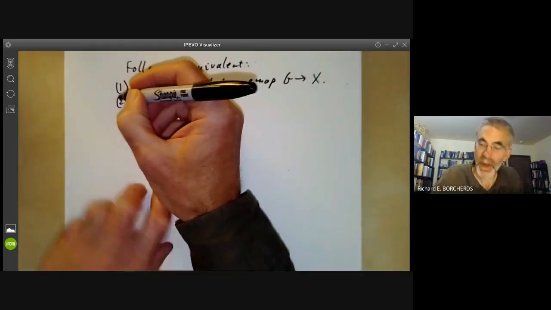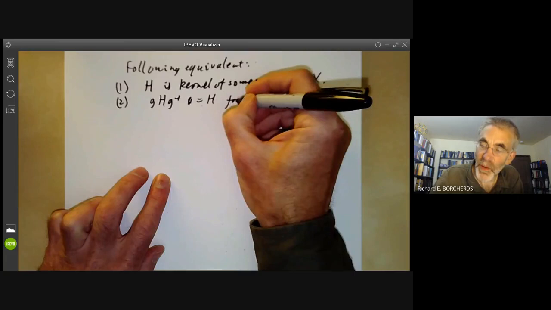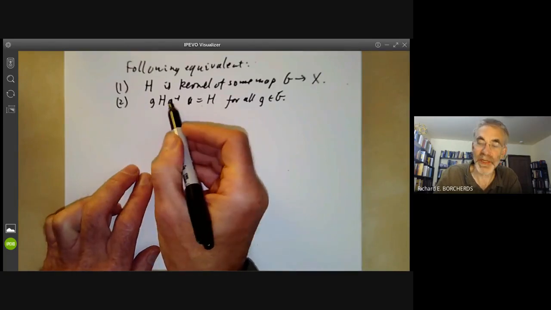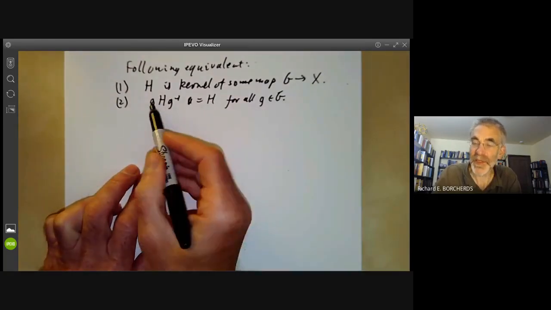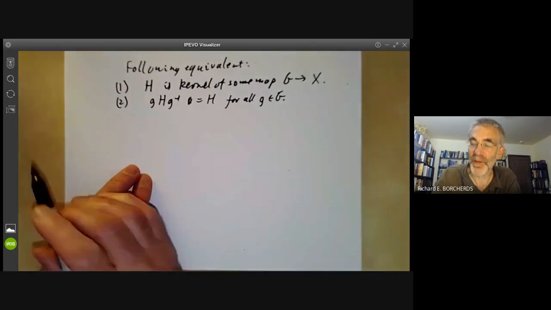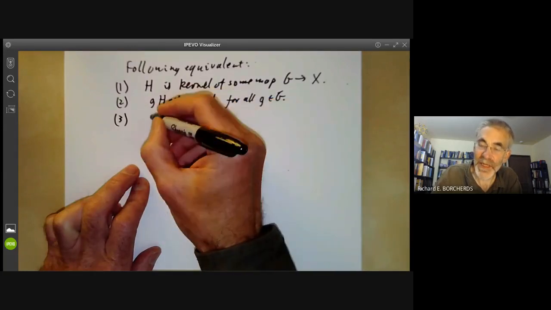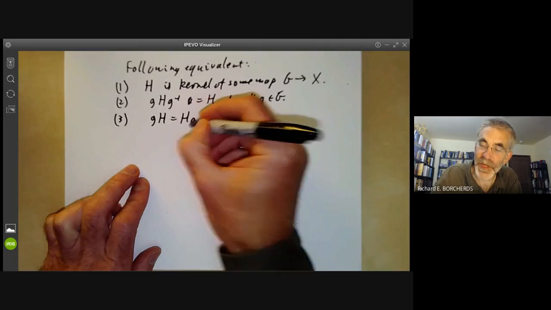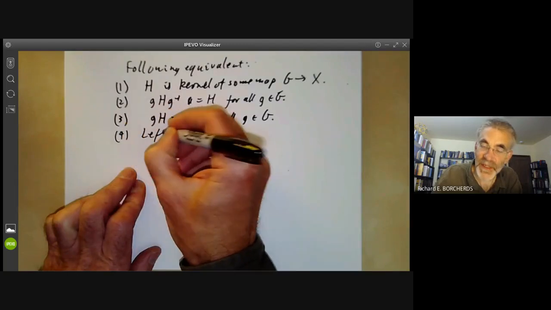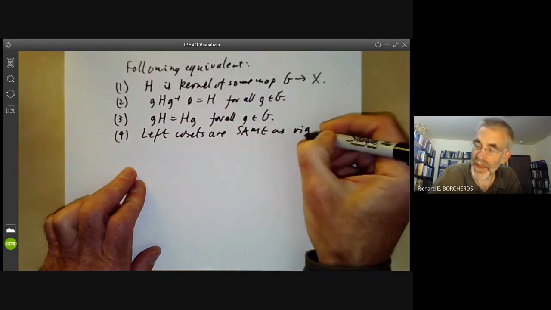Secondly, G H G to the minus one equals H for all G in G. It doesn't really matter whether we have this as G and this as G to the minus one, or this as G to the minus one and this as G. So this just means all elements you can get by taking all elements of H, multiplying on the left by G and on the right by G inverse. Thirdly, if G H G to the minus one equals H, that's the same as saying G times H equals H times G for all G in G. And this is the same as saying left cosets are the same as right cosets.